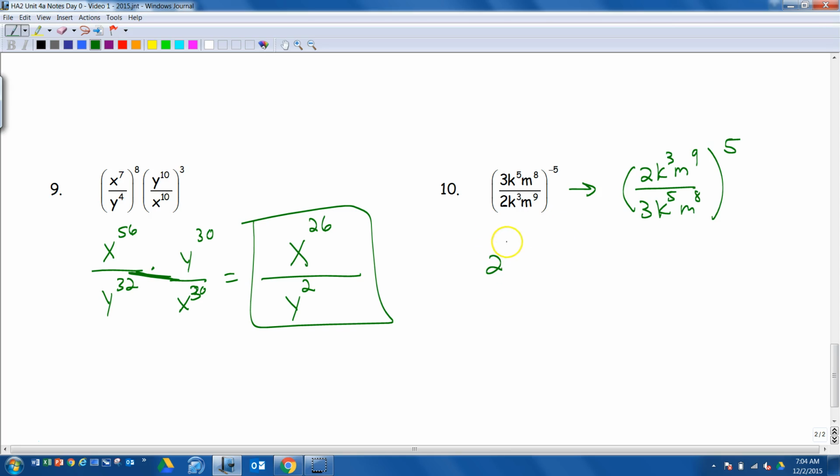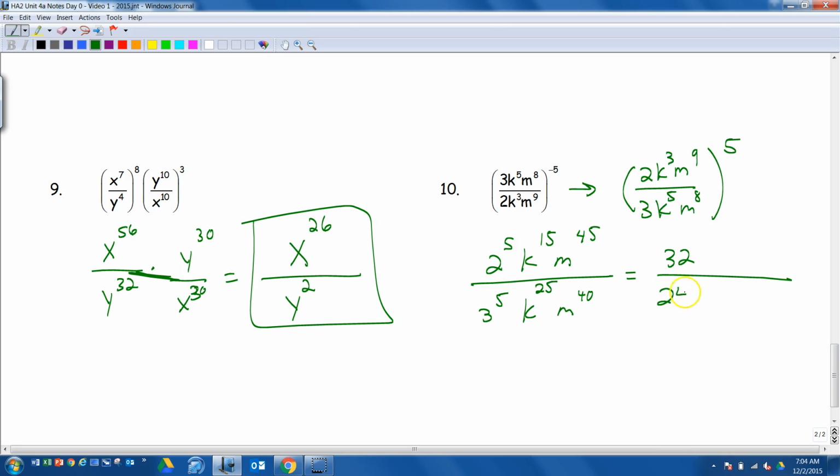Now you can distribute, you get 2 to the 5th, k to the 15th, and m to the 9 times 5 is 45, over 3 to the 5th, k to the now 25th, and m to the 40th. Okay. 2 to the 5th is 32, 3 to the 5th is 243. Can't do anything with those numbers, you just leave them. We have 15 k's on top, 25 on bottom. If you cancel out what you can, you're left with a net of 10 on the bottom. And if you cancel out here, 45 over 40, you have an m to the 5th power. And that is the final answer.